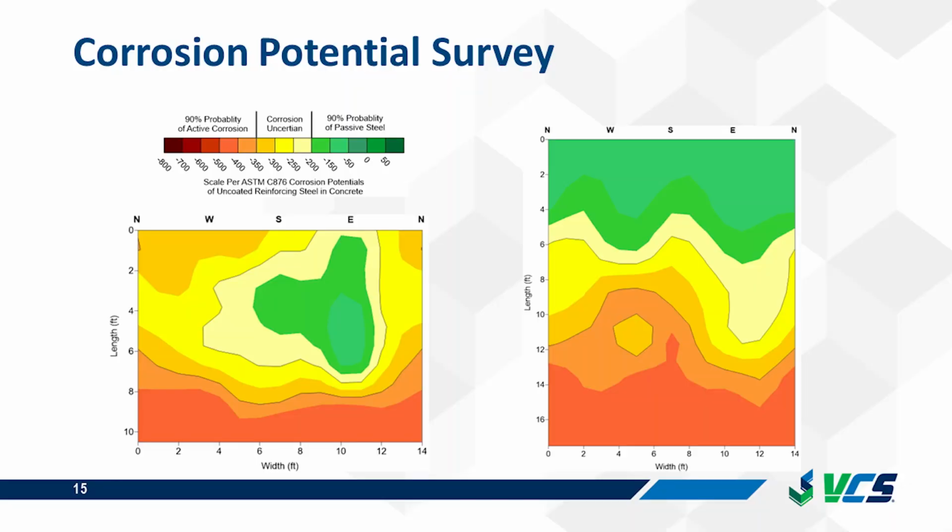So based on the corrosion potential surveys, we created heat color maps for each of the piles, and I picked 2 representative ones here. It shows one of the shorter piles and the longer pile. So what we saw was that on the shorter piles, there was active corrosion pretty much for the entire length of the pile. And for the longer ones, in about 2 to 4 feet from the top, the reinforcement was passive.